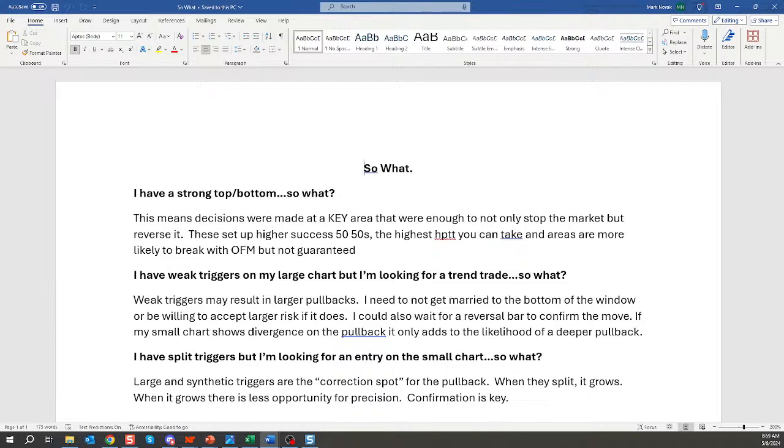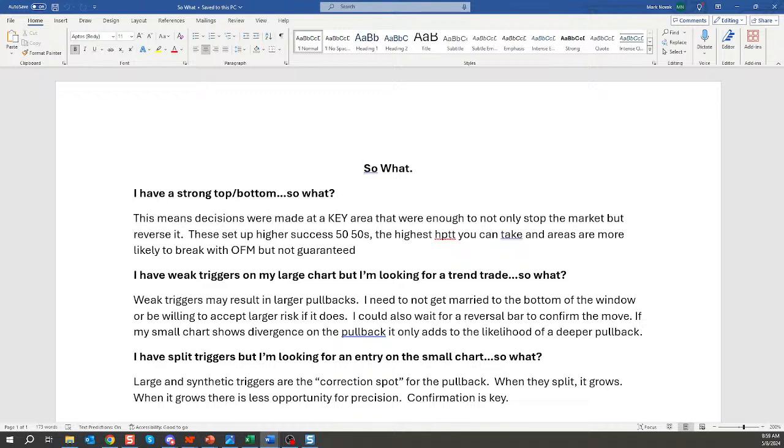So what, right? Chart reading is what we do, guys. That's the most important thing that we can do. Our chart reading lets us know what's going on. It lets us know if there's advantages. It lets us know if there's disadvantages. Chart reading lets you know if your rules are met. So what do you do with your chart reads?